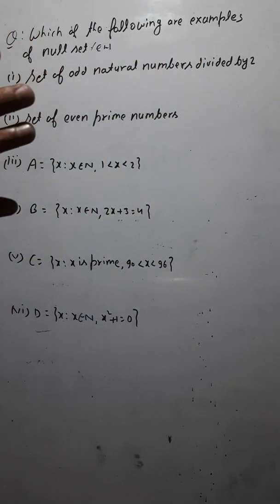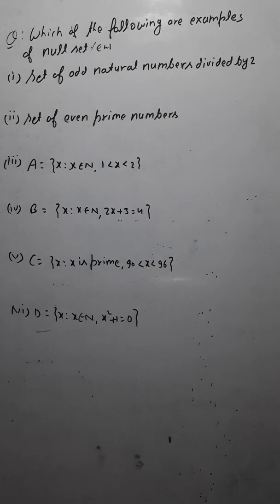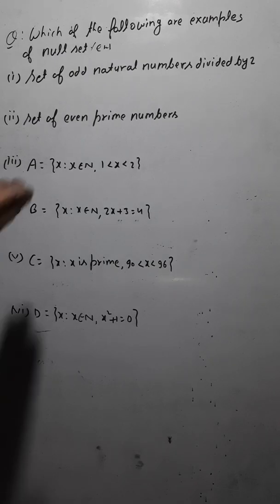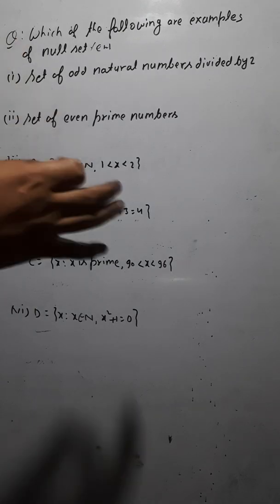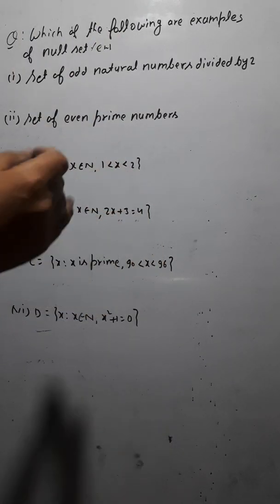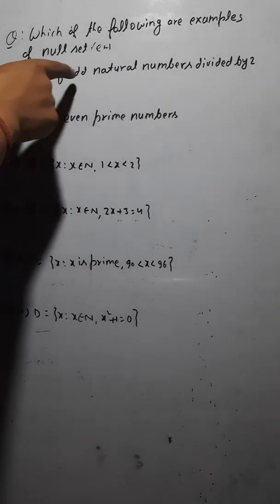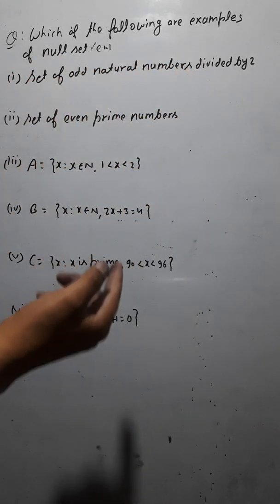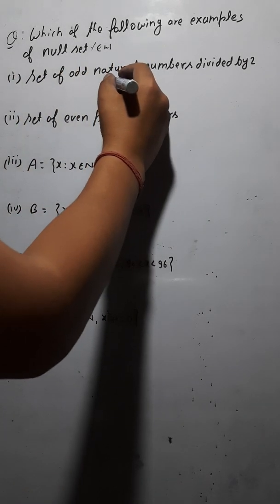So is there any number? Can there be any number? No, it is not possible. Are you getting this? Because odd numbers are not divided by 2. The numbers which are not divided by 2, you call them odd numbers. So you have to give an example of an odd natural number which is divided by 2. So simple. This is an example of an empty set, meaning this set has no element.